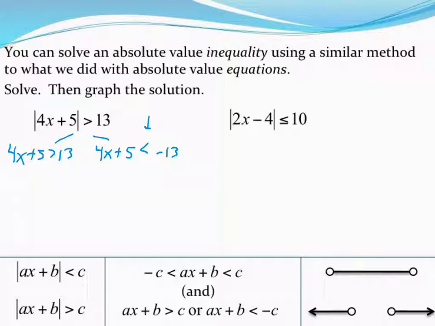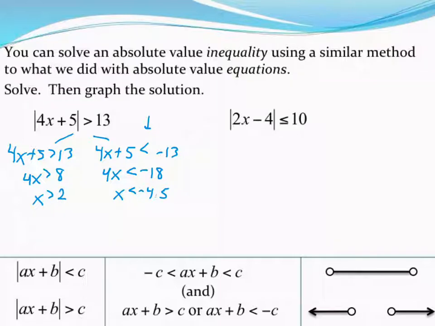So let's solve each side. I'm going to get 4x has to be greater than 8. Divide both sides by 4, so there's my x is greater than 2. Remember, if you ever divide by a negative or multiply by a negative, that siren goes off and it tells you to flip the inequality symbol around. The other side, I get 4x has to be less than negative 18. I'm dividing by 4, and even though there's a negative, I'm not dividing by a negative, so my inequality is not flipping directions. So I end up with x has to be less than negative 9/2 or negative 4.5 if you prefer.